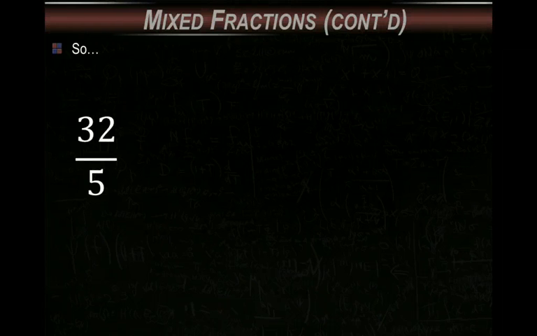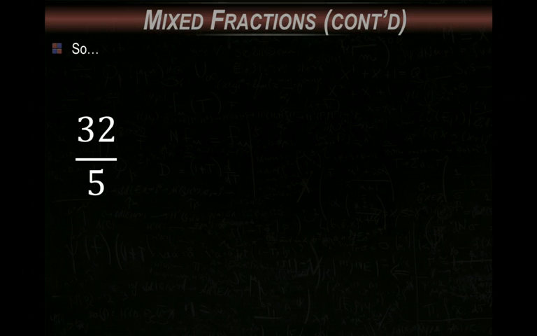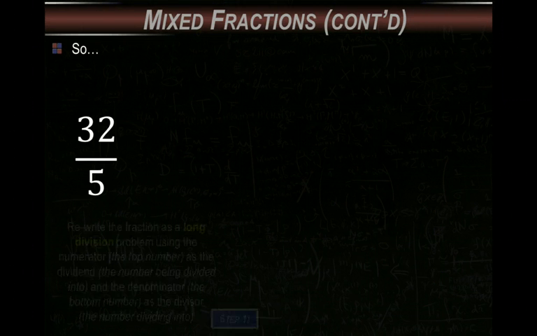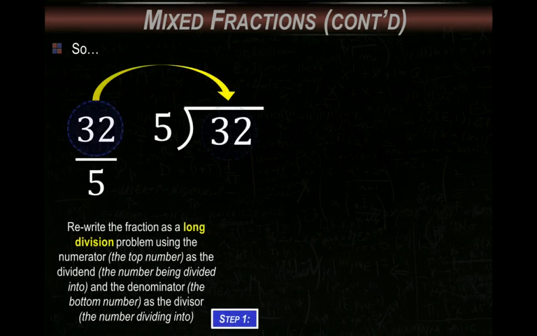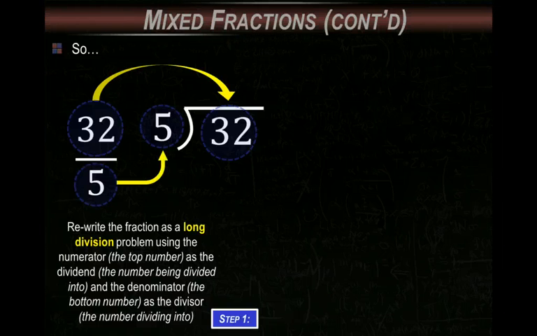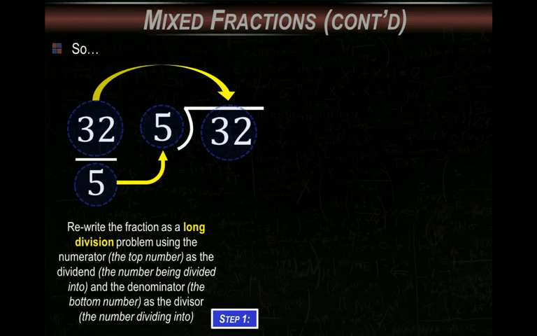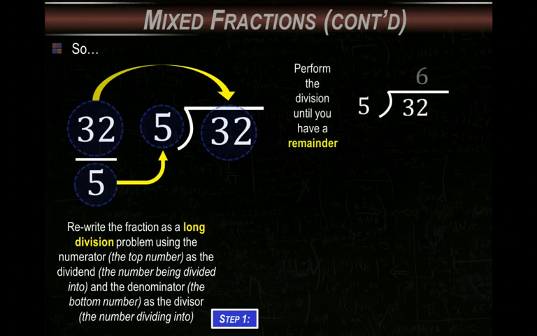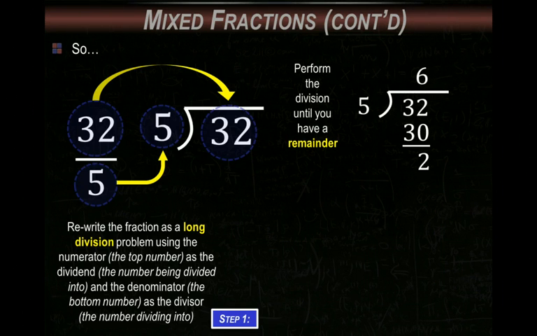I'm going to do 32 over 5. Okay? So here's how you would do this. You turn this into a division question by taking the 32 and placing it here, and taking the 5 and placing it here. Now we have a division question. 32 divided by 5. Okay? That's step 1. Step 2. Now we perform that division. So I'd go, okay, 5 goes into 32 6 times. 6 times 5 is 30.